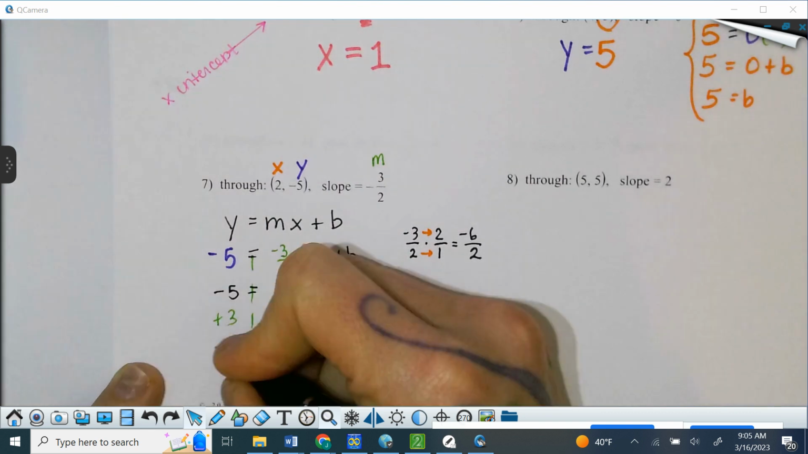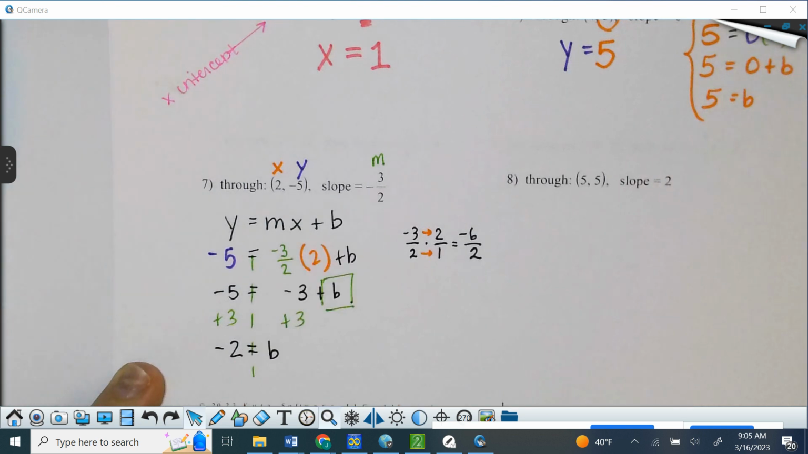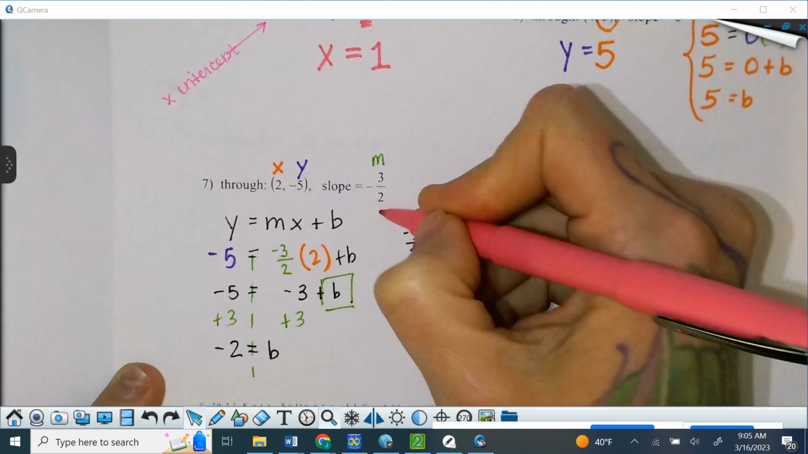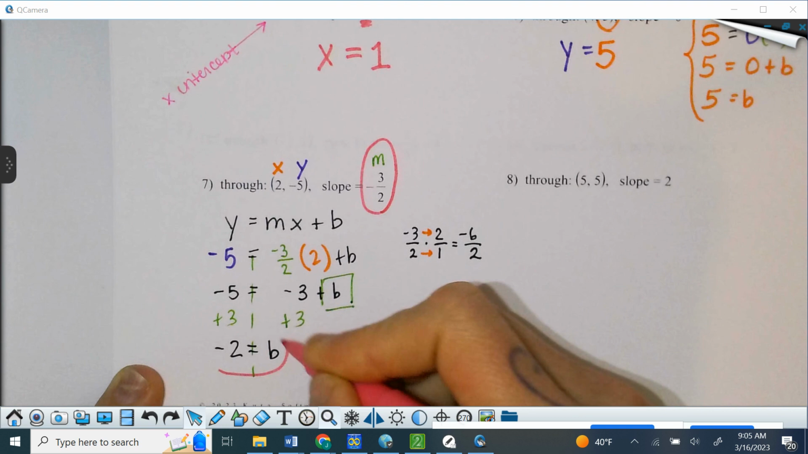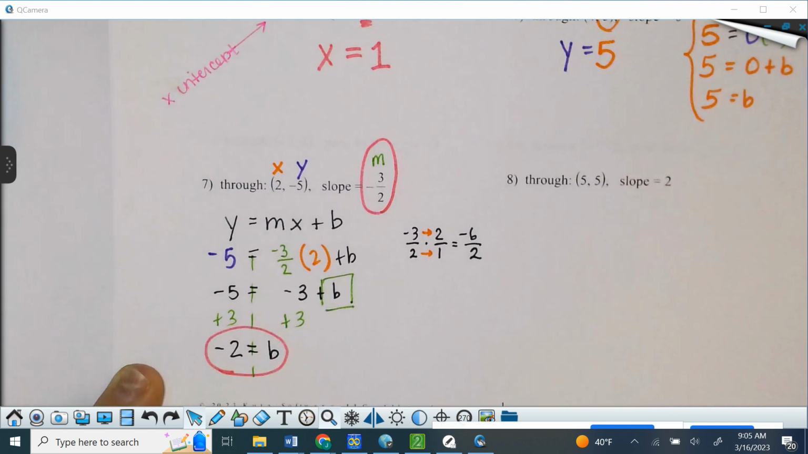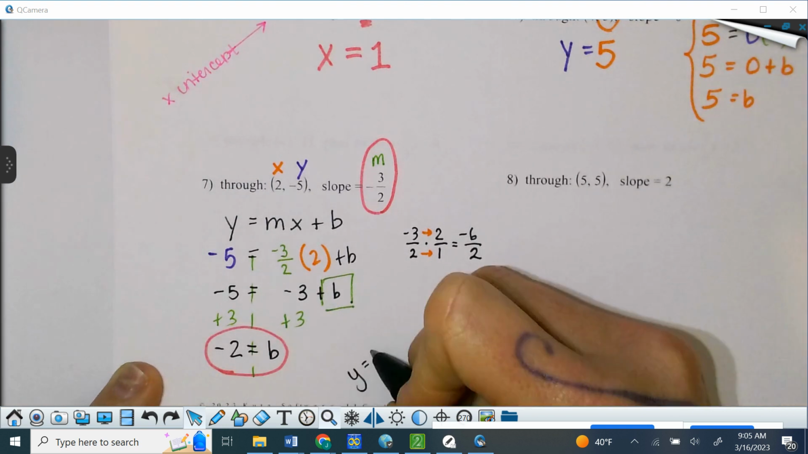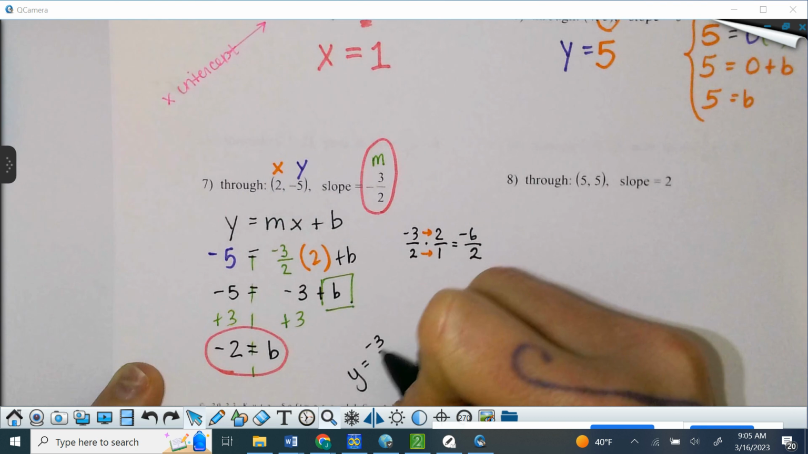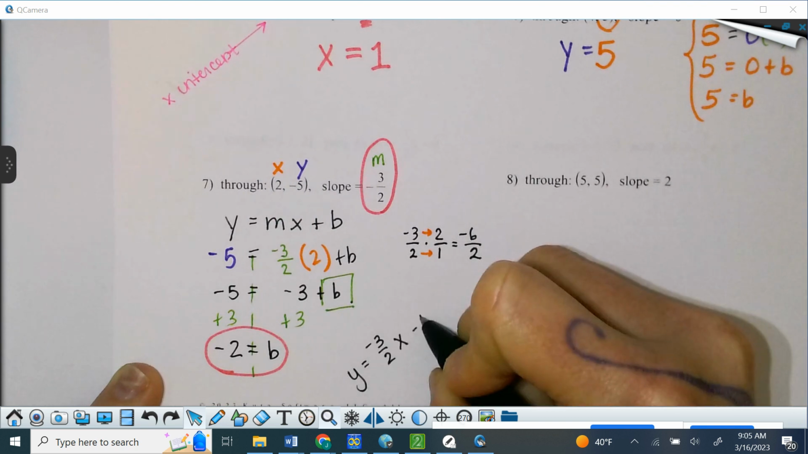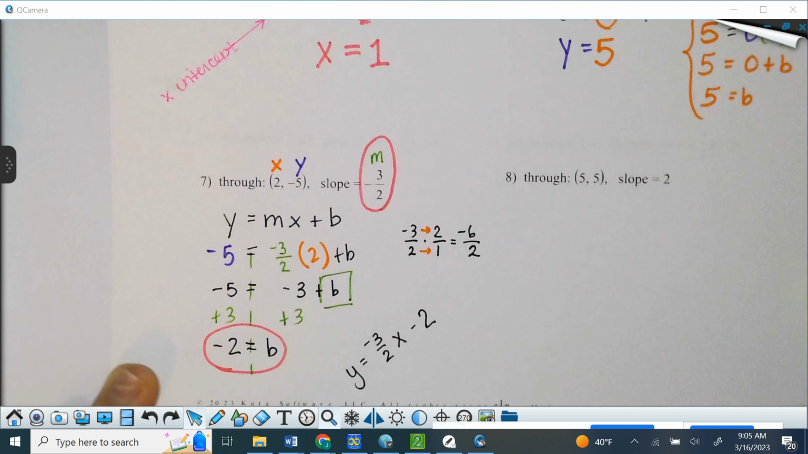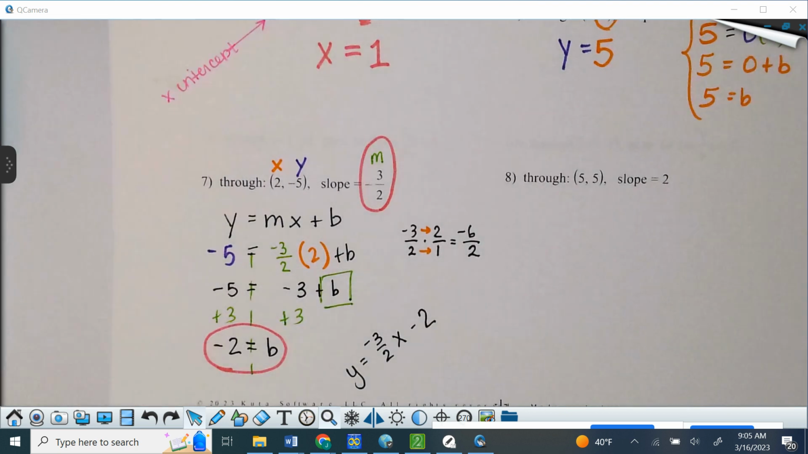Perfect. Now we're not done yet. We need our slope and our y-intercept to write the equation. So the equation in slope-intercept form is y equals -3/2x minus 2. Now we've answered number 7's question. If you'd stopped at -2, you wouldn't have done all of the work. So this is our answer.